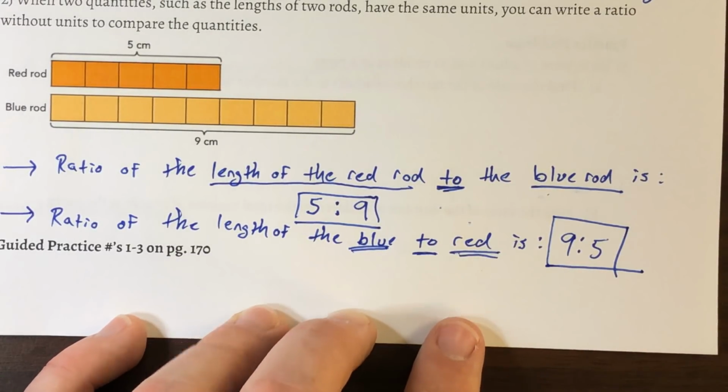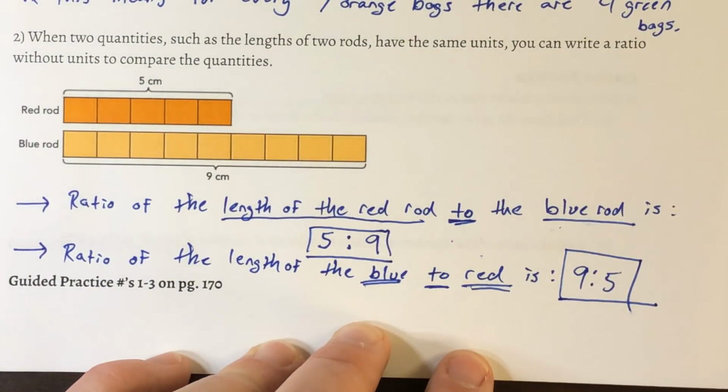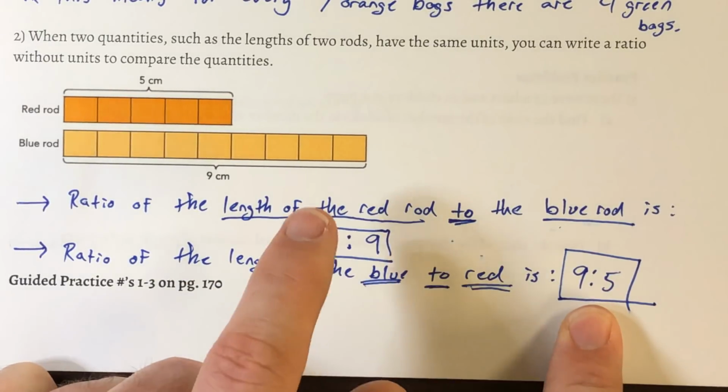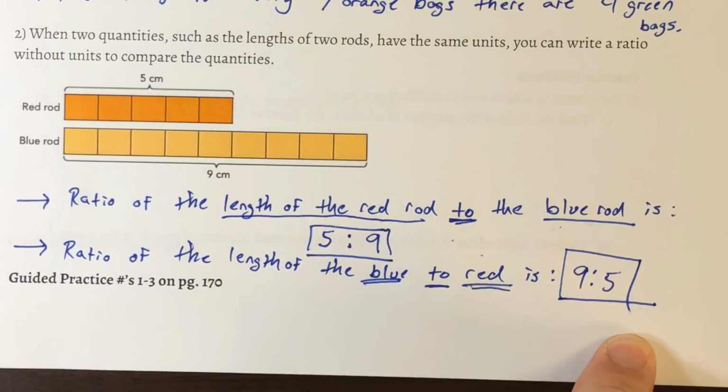And again, that's it. So here are 2 different ratios to compare the same thing. Do these mean the same thing? Absolutely not. This is red to blue in that order. This is blue to red in that order. They don't mean the same thing. All right, let's continue.